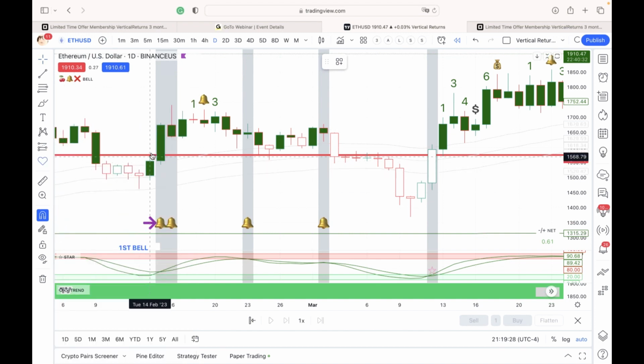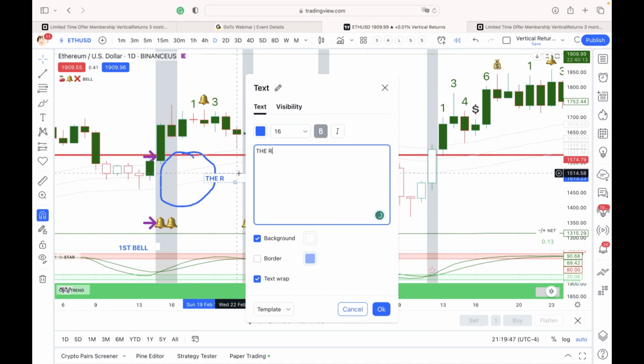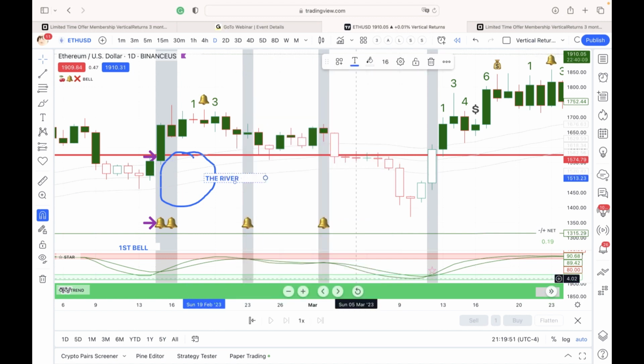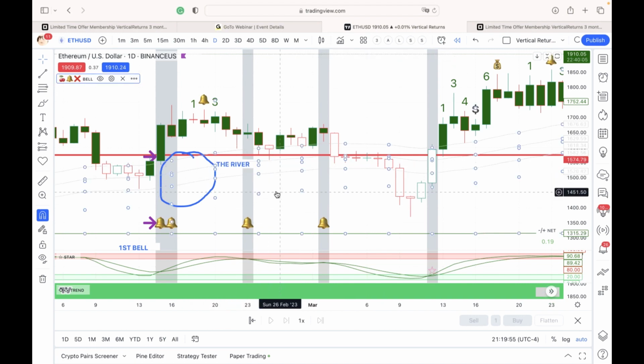Here's the first bell right here. This is the river he's talking about, guys. He calls the Keltner band the river. I'll make that line blue, and I'll put a little label here so you guys know the river. Okay, there's the river.